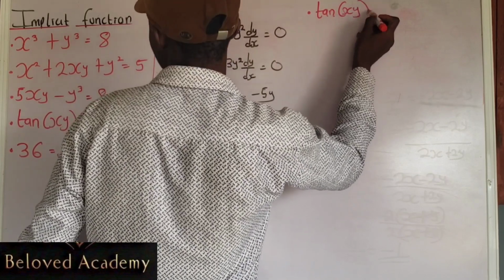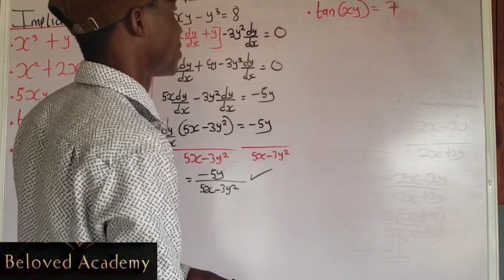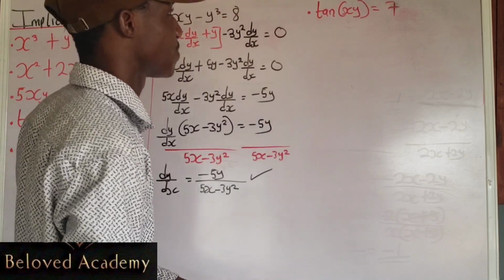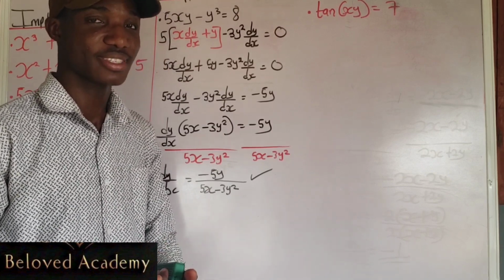tan xy equals 7. Now, how do we find the derivative of this function? Listen carefully. If you differentiate tan x, you're going to have sec squared x, right?